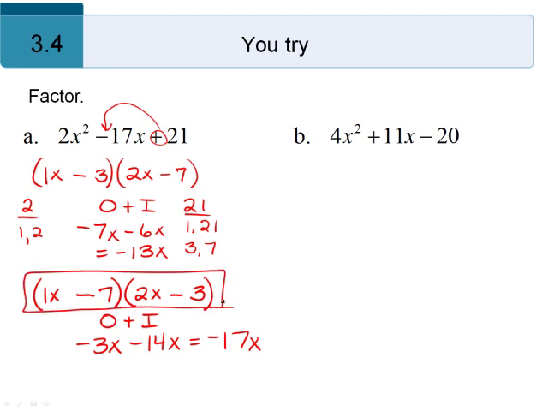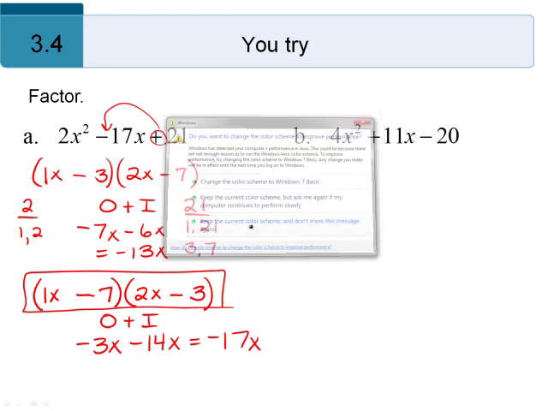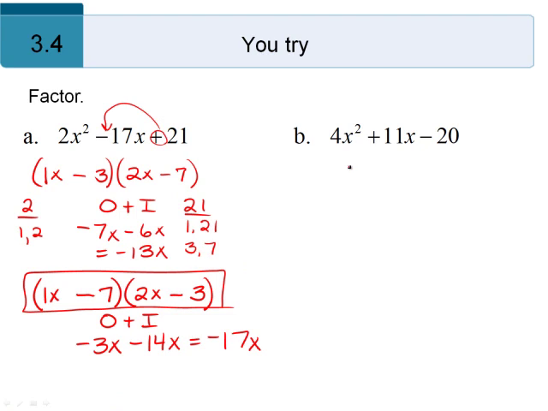Letter B, we have 4x squared plus 11x minus 20. The first thing you do is look for a GCF. Nothing goes into 4, 11, or 20, and we don't have a common factor with the variables. So we're going to do trial and error and set up FOIL. We need to find the factors of 4 and the factors of 20. The factors of 4, we have 1 and 4 and 2 times 2.